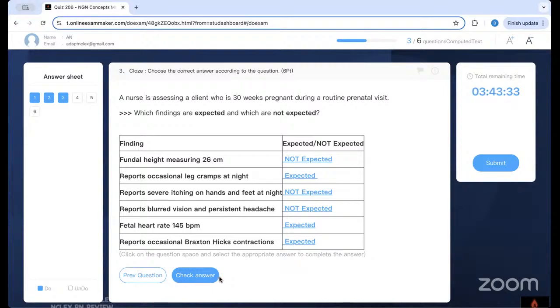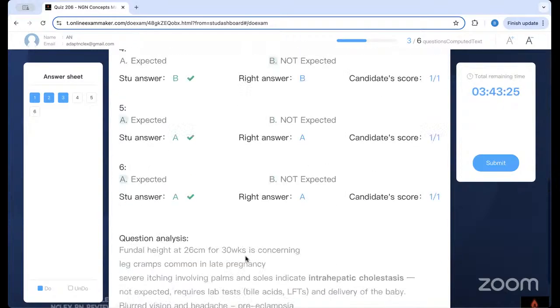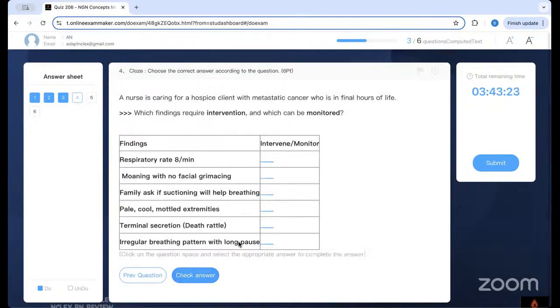If you have a question, you can type it and I will read it. But this is the key aspect of how to deal with these matrix questions. They are not that difficult. Same thing, I'm using content. Which findings require intervention and which can be monitored? Then you ask yourself, what is the question asking you?